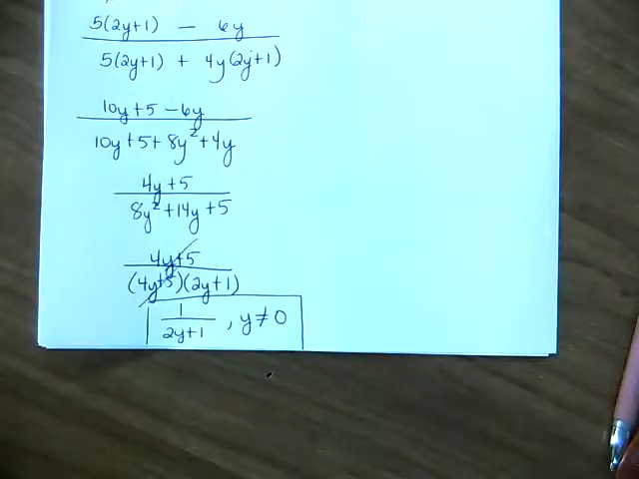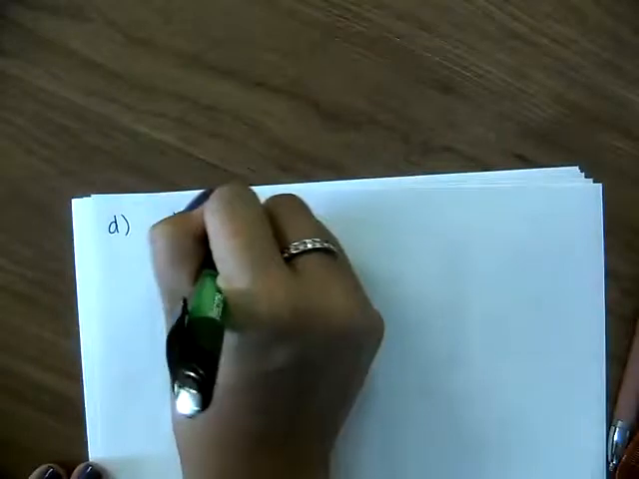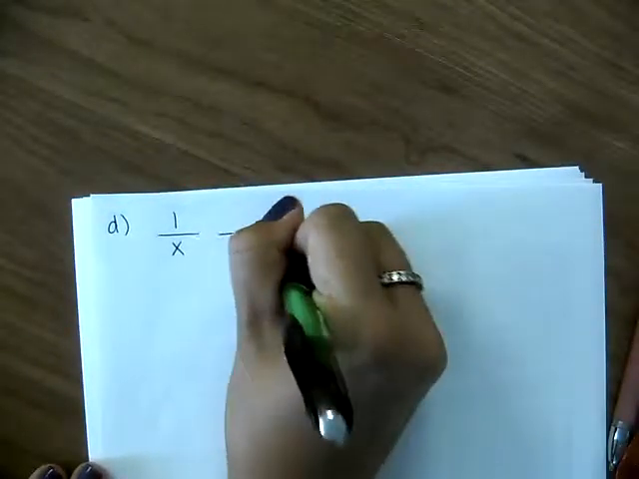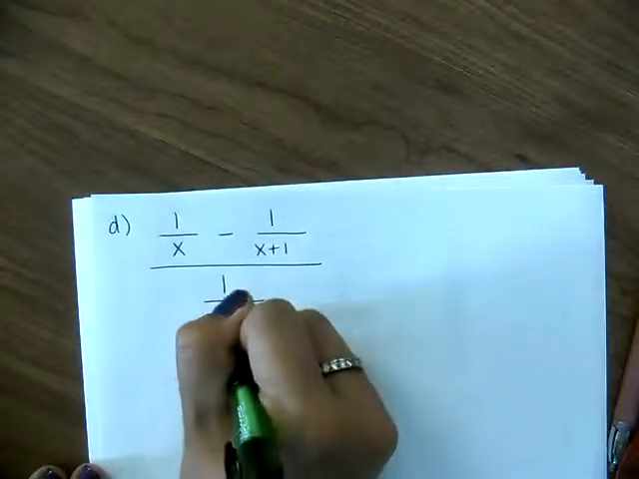You think you're ready to try one? Okay. How about 1 over x minus 1 over x plus 1 over 1 over x plus 1?